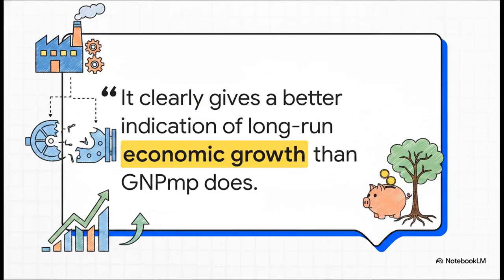Because NNP-MP accounts for keeping the nation's capital stock intact, it really acts as our ultimate long-run gauge of true macroeconomic expansion. Think about it. If an economy produces a massive gross output, but completely destroys its machinery in the process, it hasn't truly grown, right? It's just cannibalized its future potential. NNP-MP adjusts for this, providing policymakers and economists with a far superior, clearer indication of sustainable, long-run economic growth.